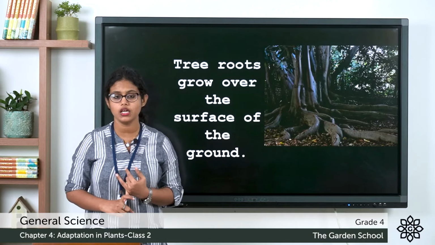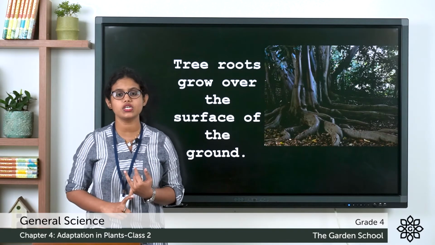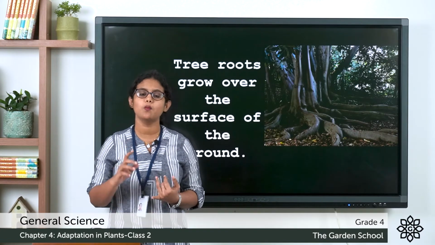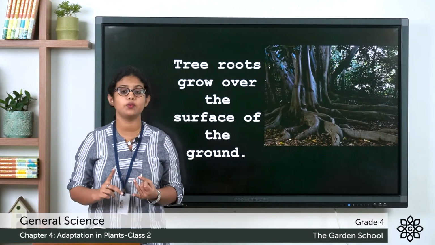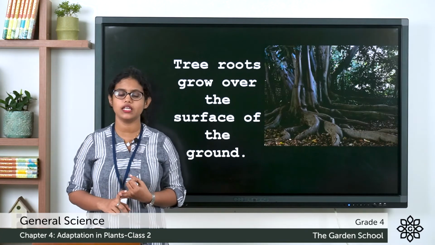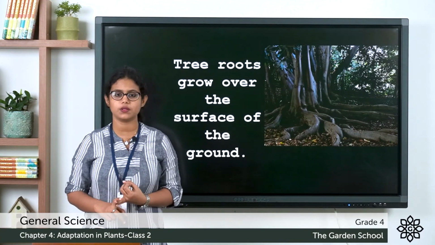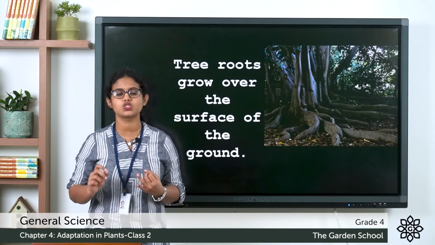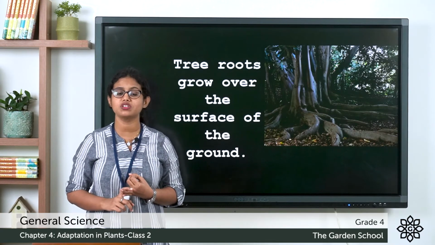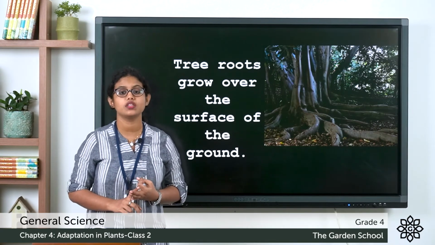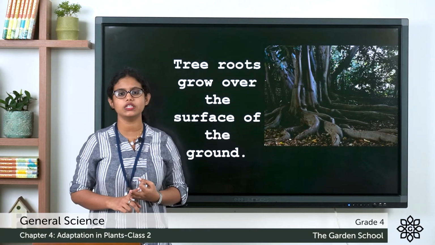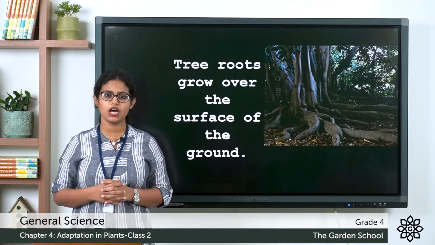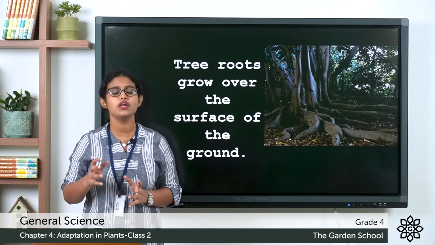So what is the first one? The first one that we learnt is that these trees have thin and smooth stem that allows the water to move quickly towards the ground. Then we learnt about their leaves. Leaves have waxy surface and drip tips. So what are drip tips? Drip tips means pointed tips that allow water to move without breaking or damaging the leaf. Then we learnt about their roots. Their roots grow over the surface of the ground. These are some of the features of the plants that help them to survive in the rainforest.